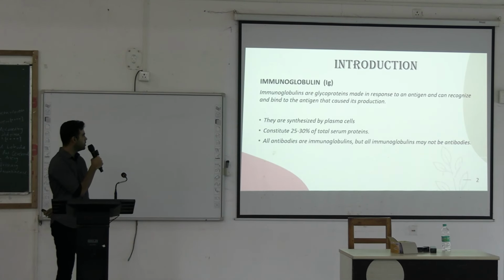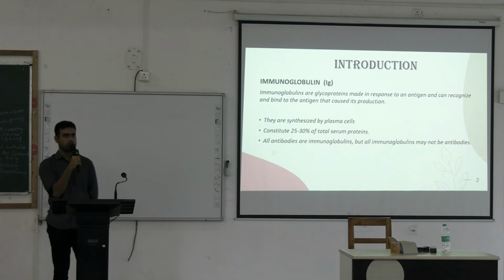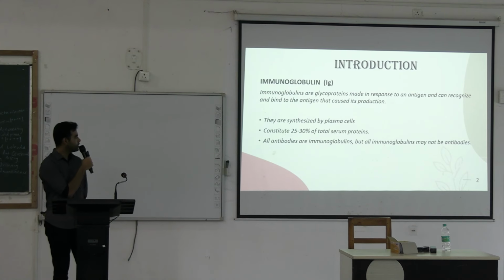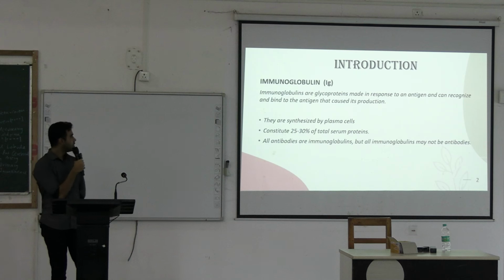So immunoglobulins are glycoproteins made in response to antigen and can recognize and bind to the antigen that causes production. They are secreted by plasma cells and constitute 25 to 30% of total serum proteins. All immunoglobulins are antibodies, but all immunoglobulins may not be antibodies.